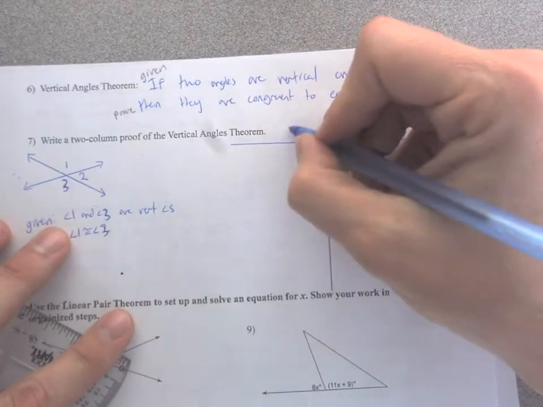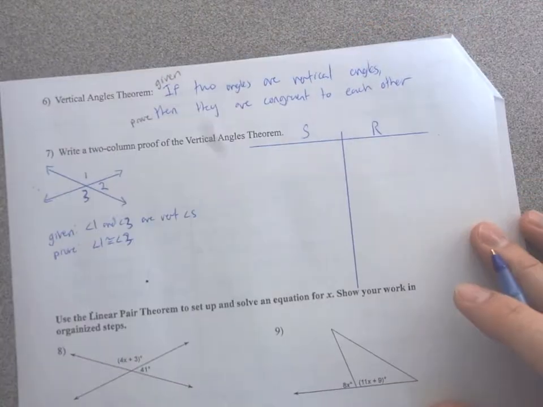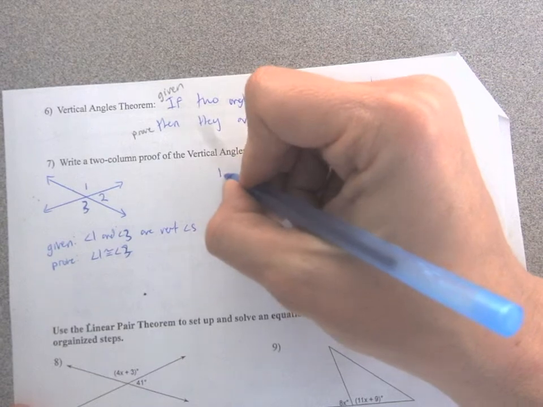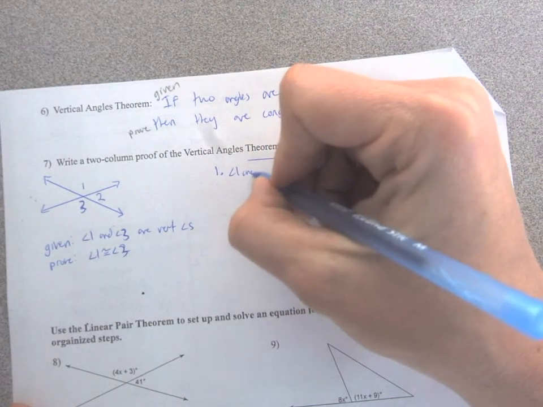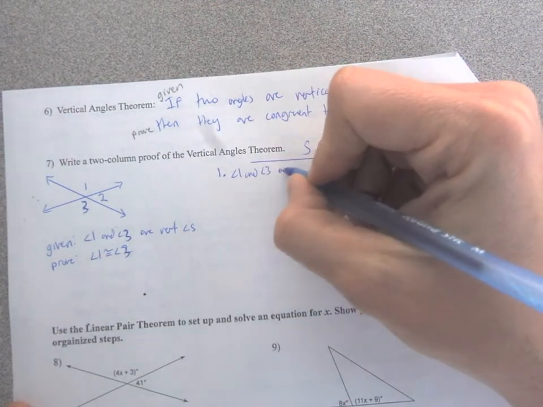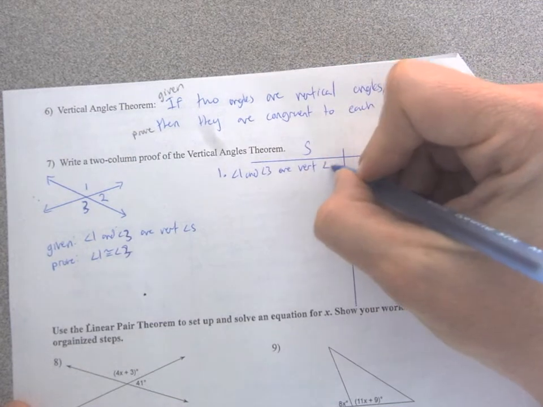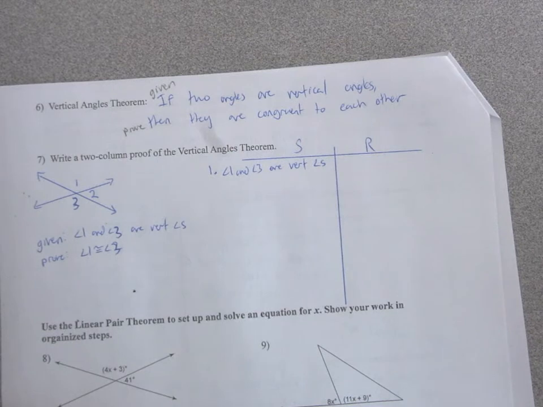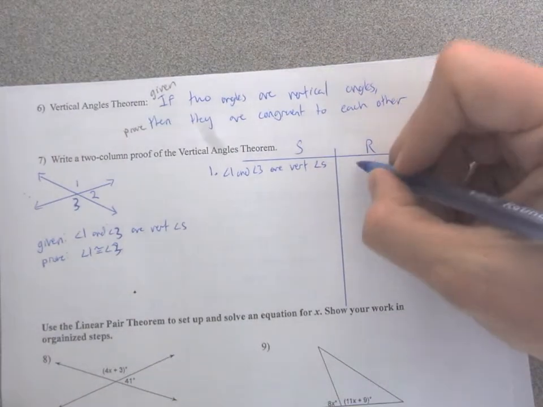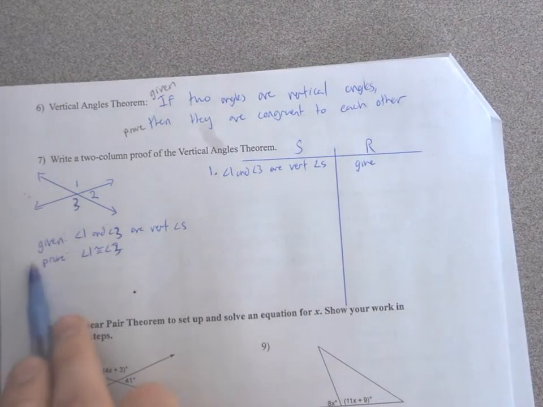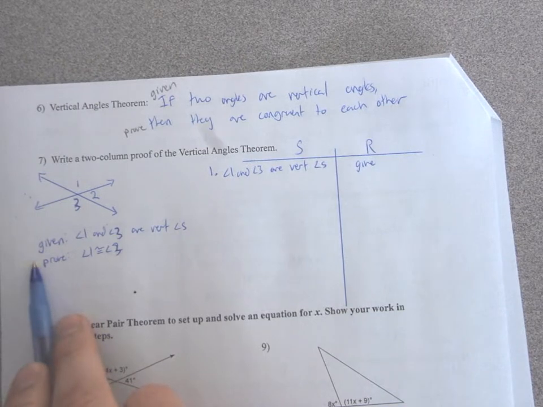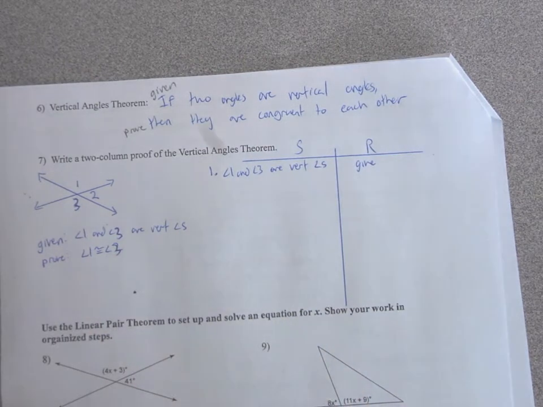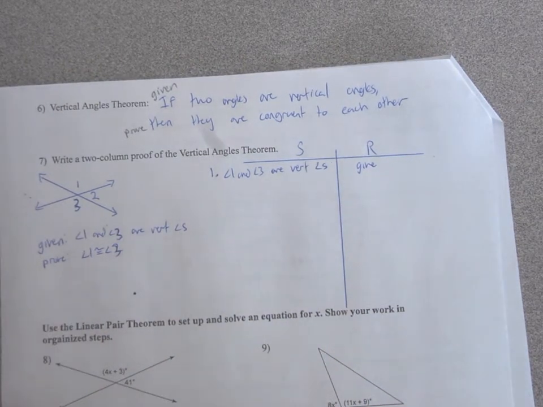Okay, so statements, reasons, or justifications. We're going to start with angle 1 and angle 3 are vertical angles. A lot of times in proofs, you'll see this angle symbol used as an abbreviation, so that's fine. That was given. Now this is where we're going to go. This is what we're trying to prove. This is like our thesis statement. We're going to finish it down here in our conclusion, but this is where we're headed.